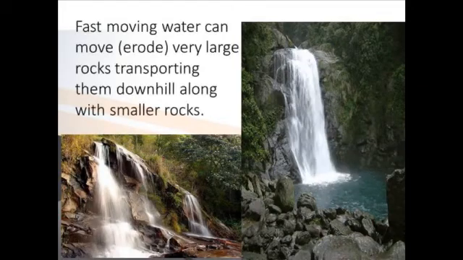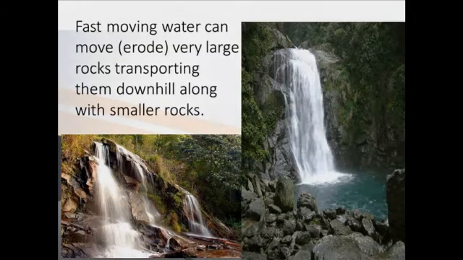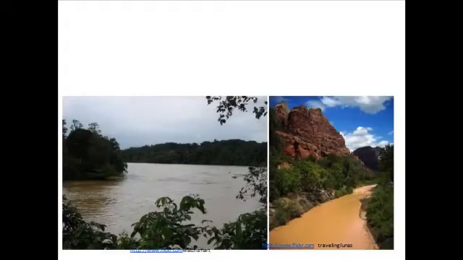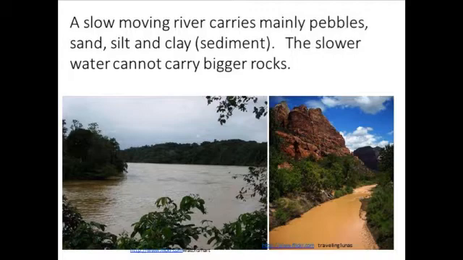Now we do have here another picture. In this picture, you will notice that the fast-moving water can move or erode very large rocks, transporting them downhill along with smaller rocks. A slow-moving river carries mainly pebbles, sand, silt, and clay. They are all sediments, so the slower water cannot carry bigger rocks. Let me continue.